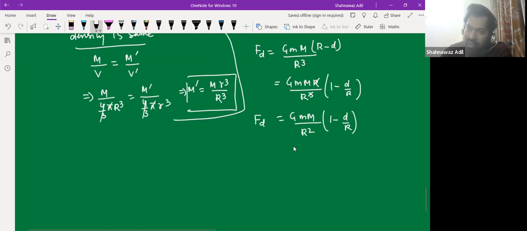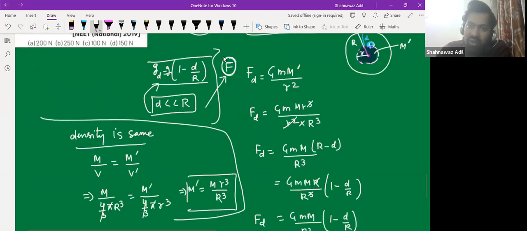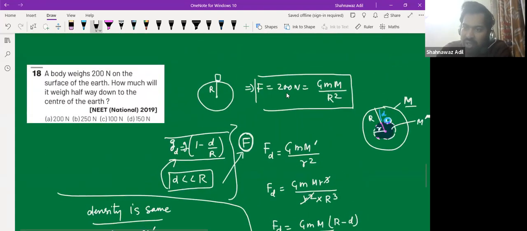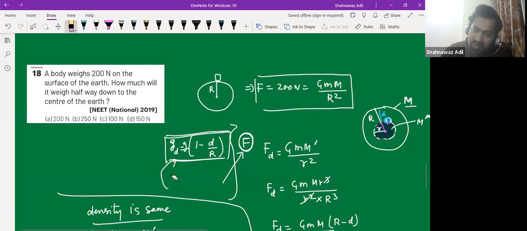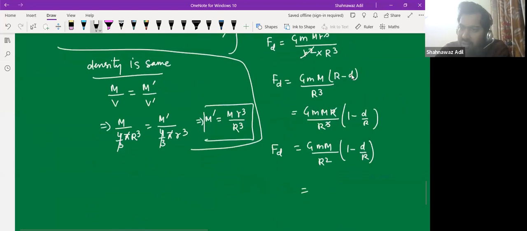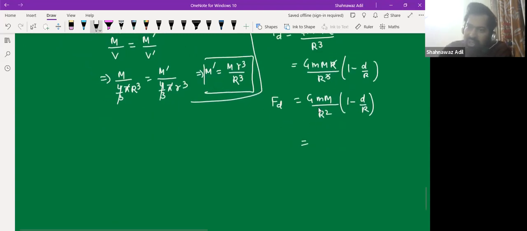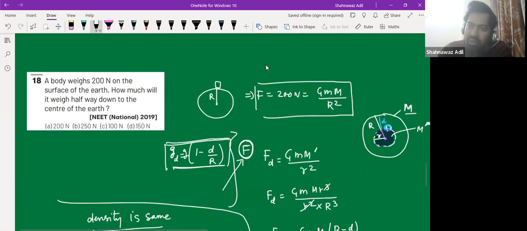We know that this value we have already gotten. This value was 200 newtons, right? So we can use this result directly. This is applicable for every depth, because we have just proved now that we didn't assume anything to derive this. So yes, this is applicable everywhere. So this value is 200 newton.